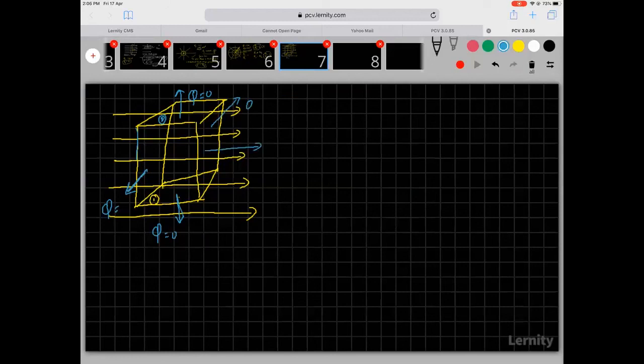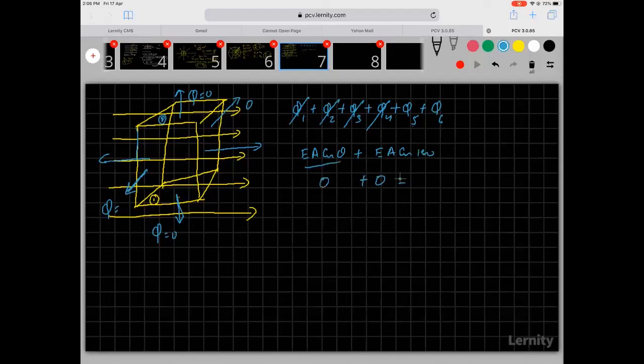So flux on 1 plus flux on 2 plus flux on 3 plus flux on 4 plus flux on 5 plus flux on 6 will be E A cos 0 plus flux on the other wall will become E A cos 180. So how much is this? 0. How much is this? 0. So how much will be the net? 0. So the total flux through this cube is equal to 0.